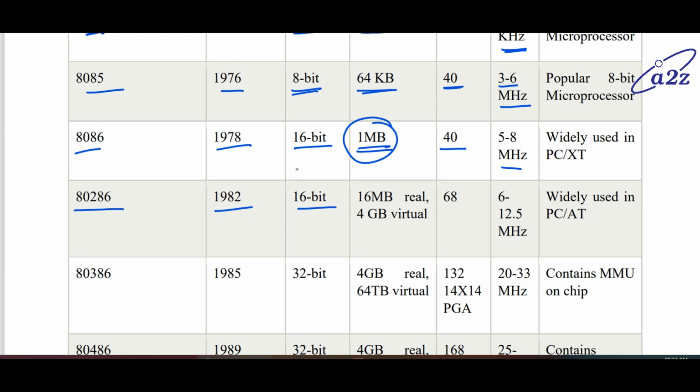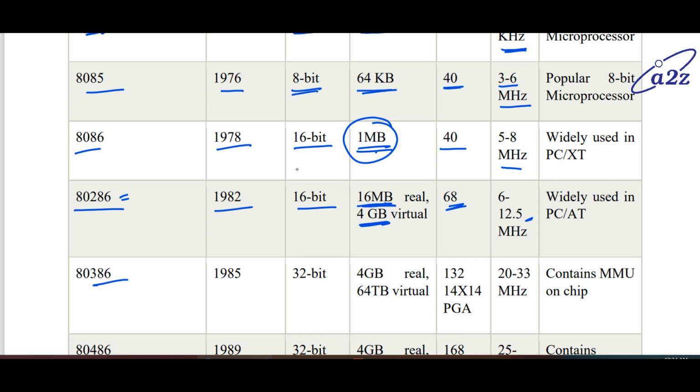The memory is from 1 MB to 16 MB, or 4 GB in virtual. Secondary memory as virtual memory, the concept of virtual memory you have studied, was implemented here. So 4 GB virtual memory can be connected with the 80286. 68 pins and up to 12.5 megahertz.